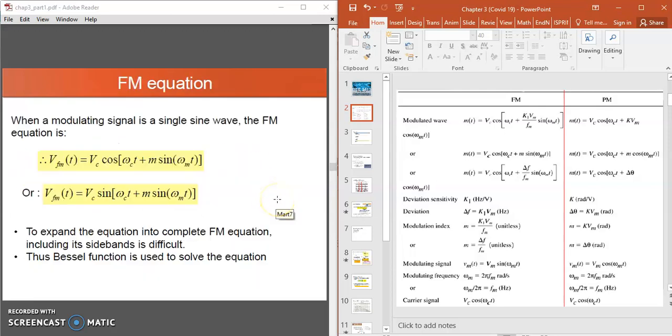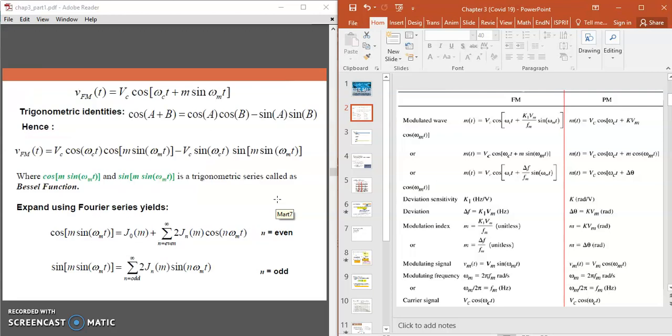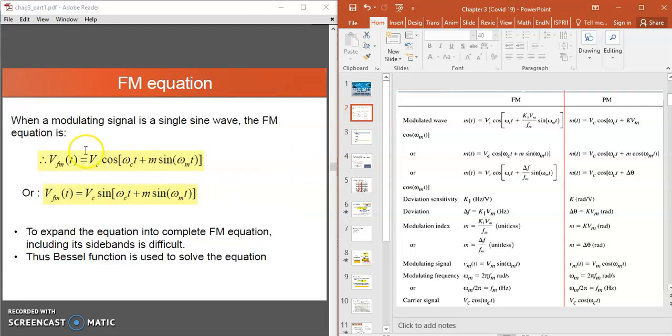Now how to solve something like this one? This is the FM equation. Similarly, you can see this one is the information signal.